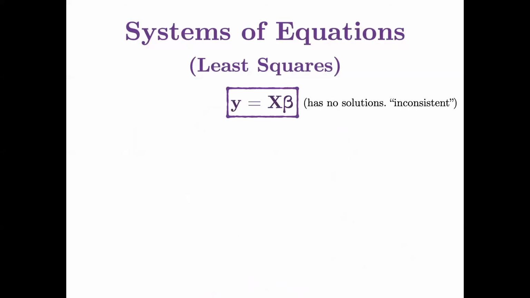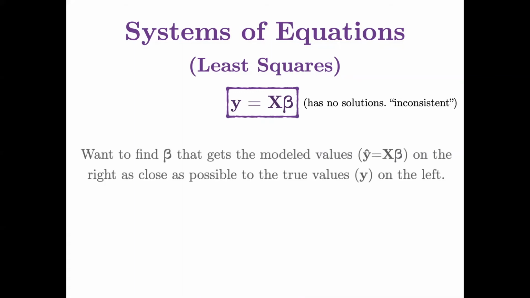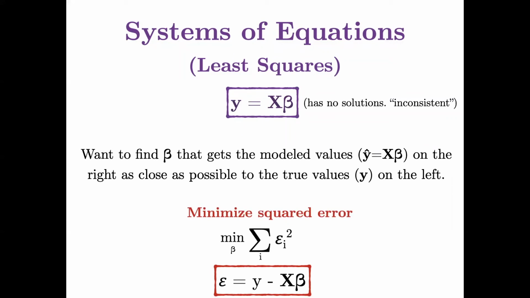Okay, so if I start with this system of equations, y equals X beta, of course I know it to have no solutions. It's what we call an inconsistent system because it has no exact solution. What we want to do is find the beta values that get the modeled values, or the predicted values, the y hats, which would be created by X times beta on the right of this equation, as close as possible to the true values on the left. And we do this by minimizing squared error. So we minimize the sum of the squared residuals. Of course, again, the residual vector is created by subtracting those predicted values from the actual values.